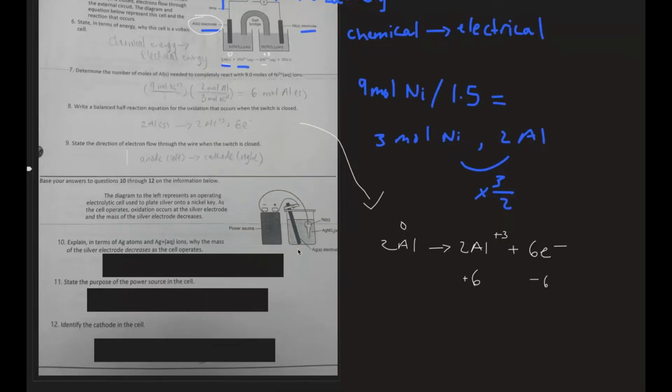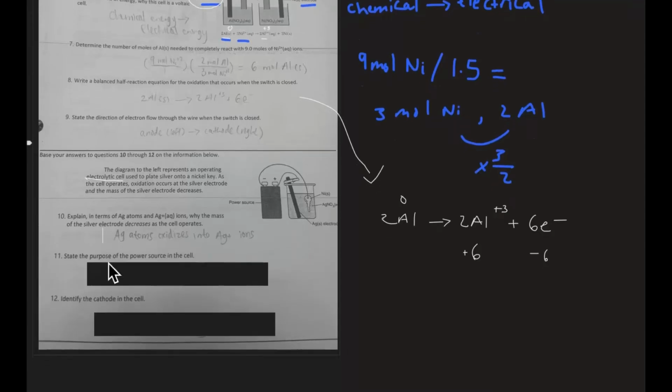All right, number 10, explain in terms of Ag atoms and Ag ions why the mass of the silver electrode decreases as the cell operates. Well, pretty similar situation here, except we have a power source, right? So this is an electrolytic cell right here. So Ag is our anode, all right? So that's going to be oxidized. So when we oxidize it, it's going to lose electrons. And like we talked about before, if you lose electrons, you're going to be losing mass as well.